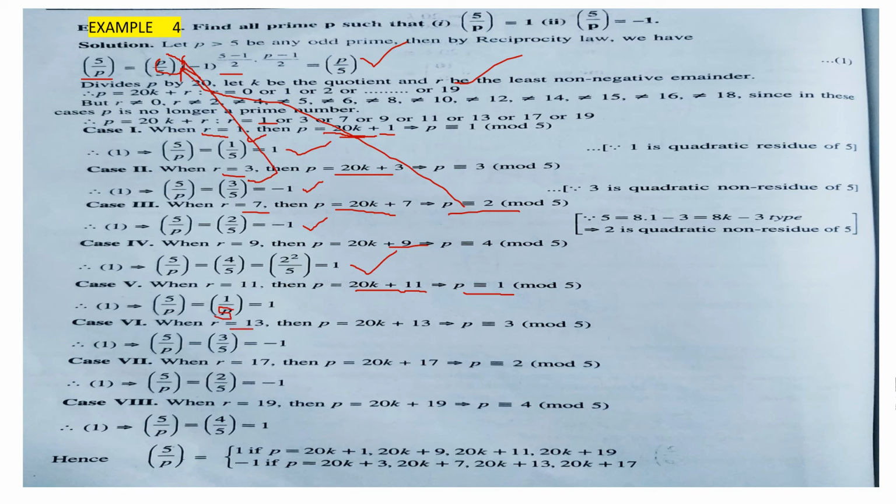अगर R 13 है तो 5 से डिवाइड करने पे 3 रिमाइंडर आएगा, ये 3 by 5 बन गया, ये -1 हो गया. इस तरह आधे केसेस में पॉजिटिव आया, आधे केसेस में नेगेटिव आया. इन केसेस में पॉजिटिव है, इन केसेस में नेगेटिव आ गया. तो we get the value 5 here.